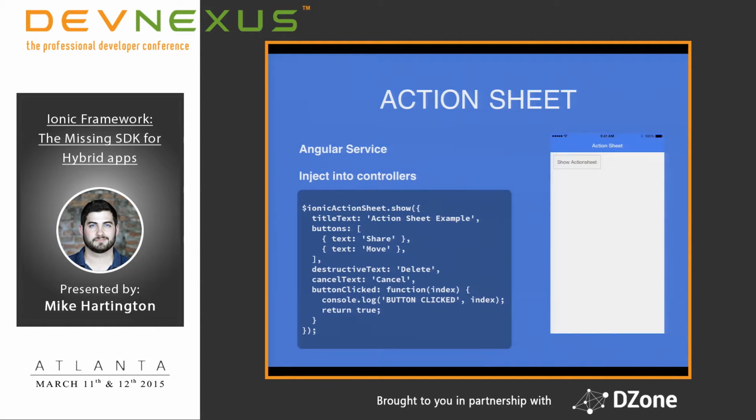And then anytime that I come in here, I can pass in a function that'll say whatever index this button is, just console.log and give me the index. It's just a quick example to show you.